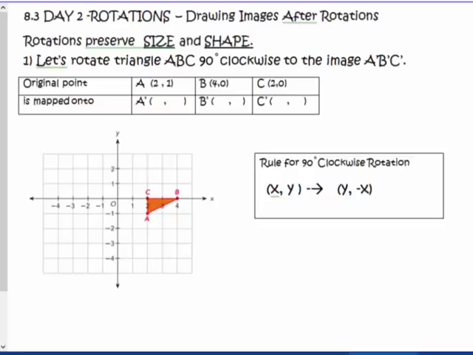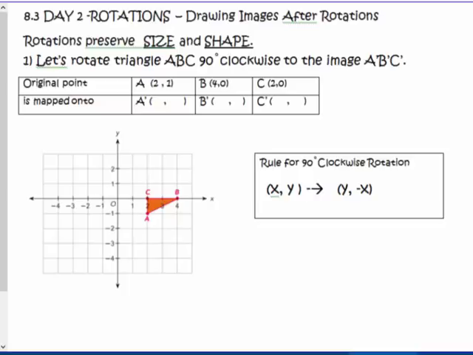Drawing images after rotations preserve size and shape. So rotations preserve size and shape. That means that the original object and its image are congruent. They preserve, they maintain the size and shape.